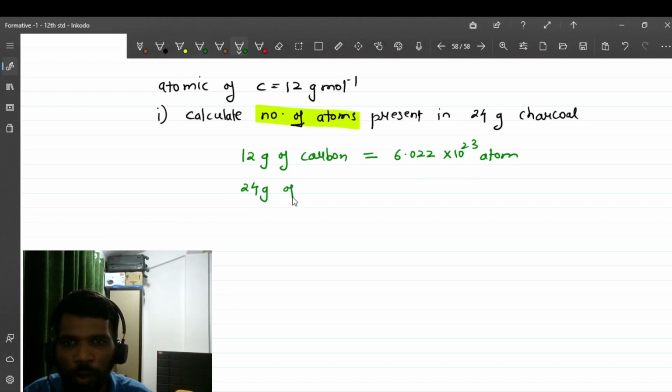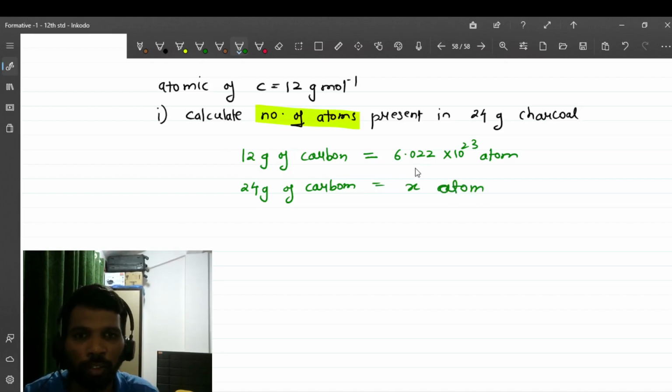So how many atoms will be there in 24 gram? 24 gram of carbon will have x atoms. I am using the method of cross multiplication. This is something which you should know as a science student. You should know a basic idea about cross multiplication. We take the help of the standard relation, then we equate this. You can use a formula also, no doubt. You will end up with the same thing.